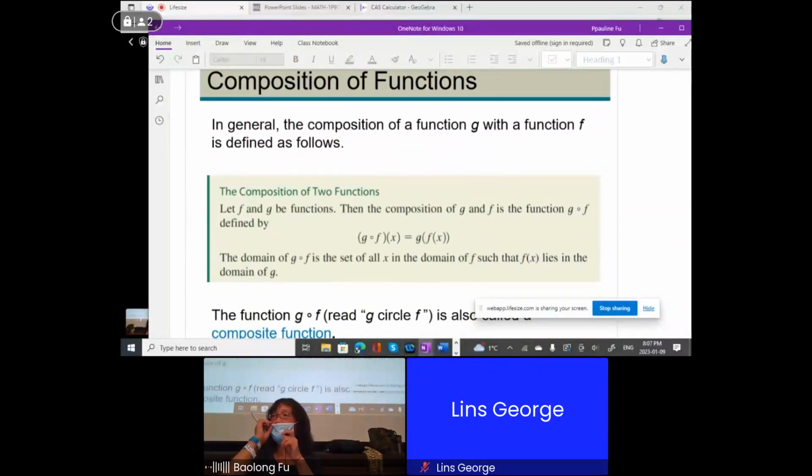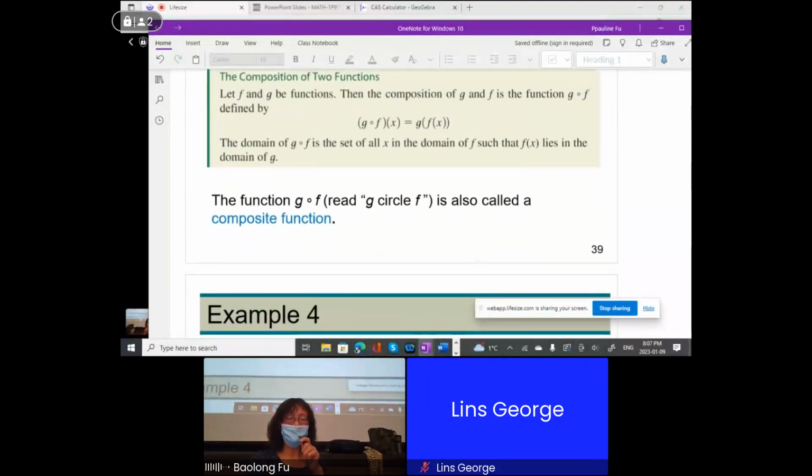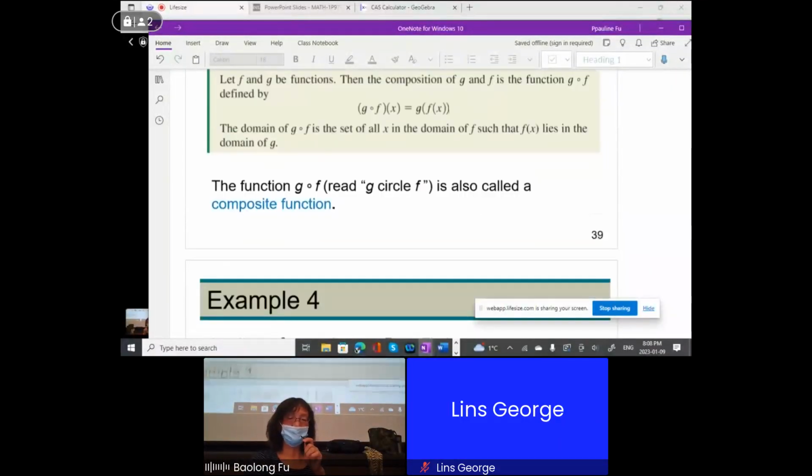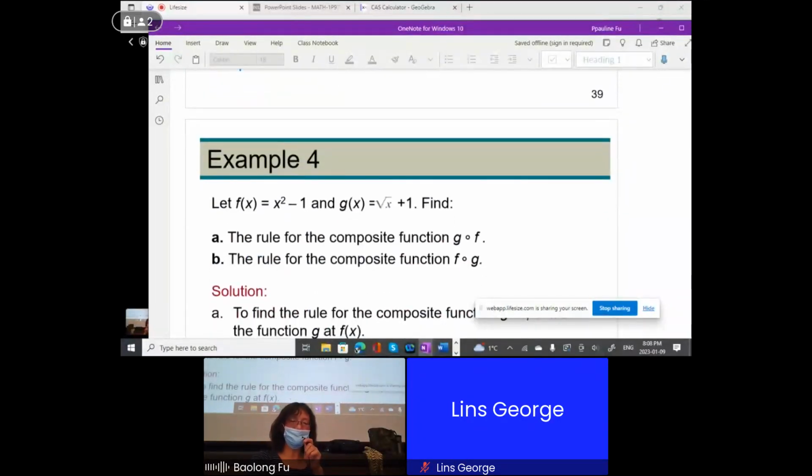Okay, composition of functions. This one is a little bit complicated, so I will try to go slow. The definition of a composition function is a little bit abstract, so I'd rather go to the example first, then we go back to the definition. You have two functions, one is f(x), another is g(x).